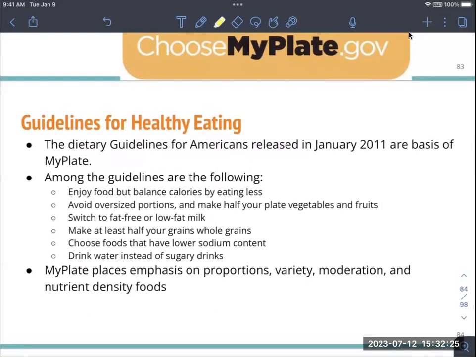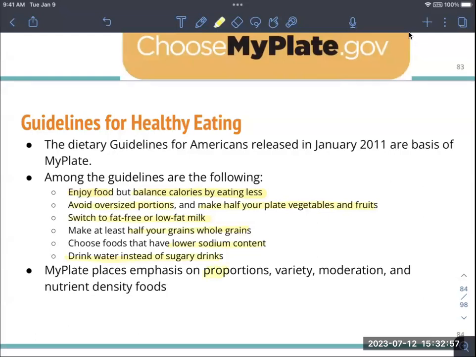So among these different guidelines, they say to enjoy food, but balance your calories and eat less. Avoid oversized portions. Try to make half your plate fruits and vegetables. Switch to fat-free or low-fat milk. Make at least half of your grains whole grains. Choose foods with lower sodium. And drink water instead of sugary drinks.